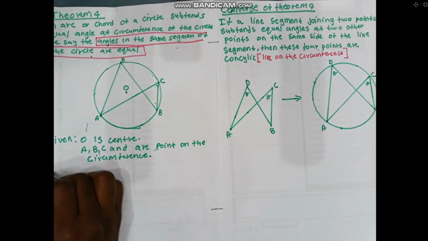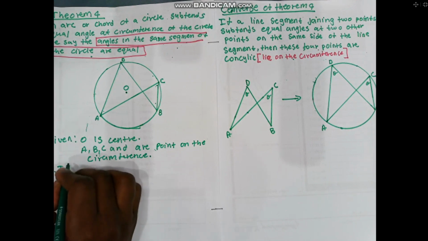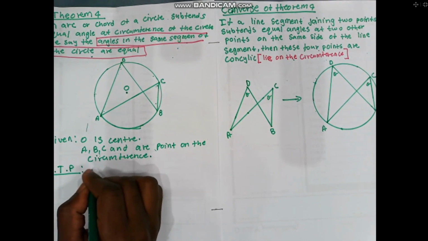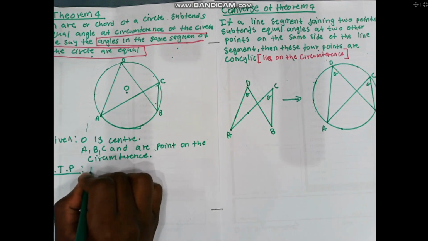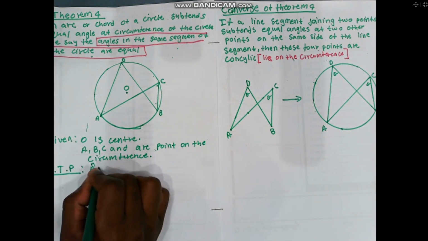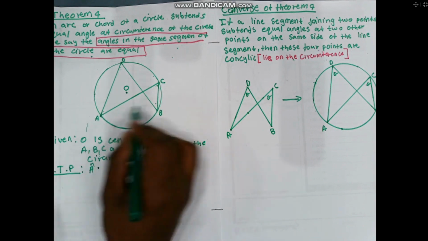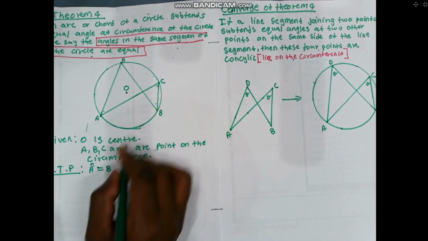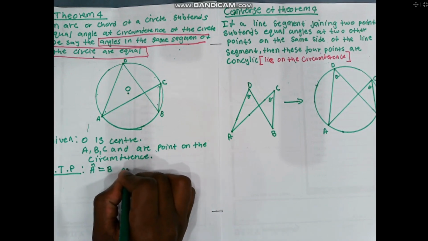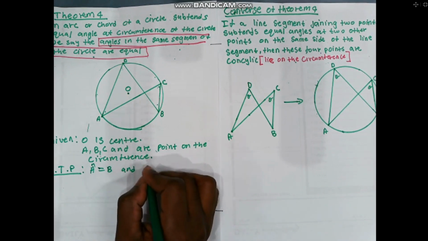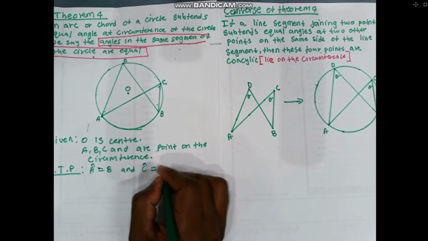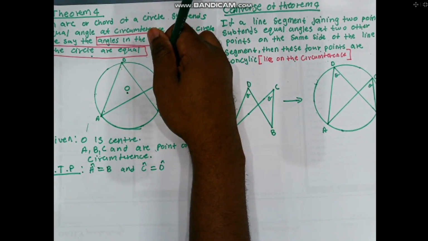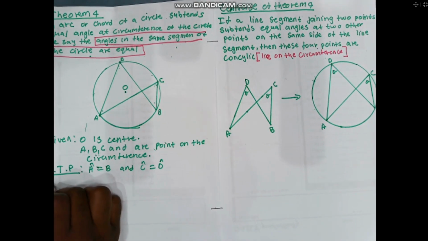What is required to prove? We are proving that angle A, which is this one, is equal to angle B. This one is equal to this, and C is equal to D. Now let's prove.